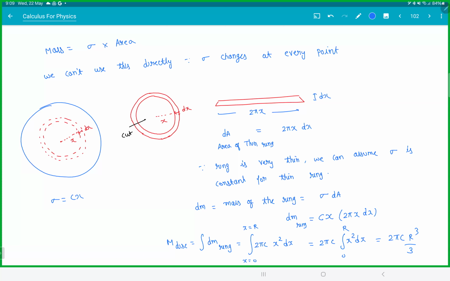Anyone not convinced with how I took an element? Why am I doing this? What is this? Anything you're not clear on, please ask. You can just unmute and ask. If you're still feeling shy, you can leave a message in the chat box, but I would prefer if you unmute and ask. Nothing to feel shy. All clear? So you will do one like this now.